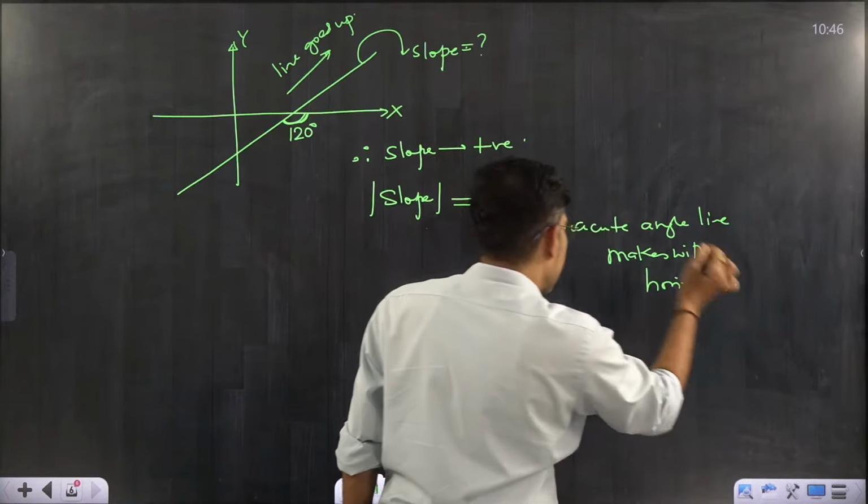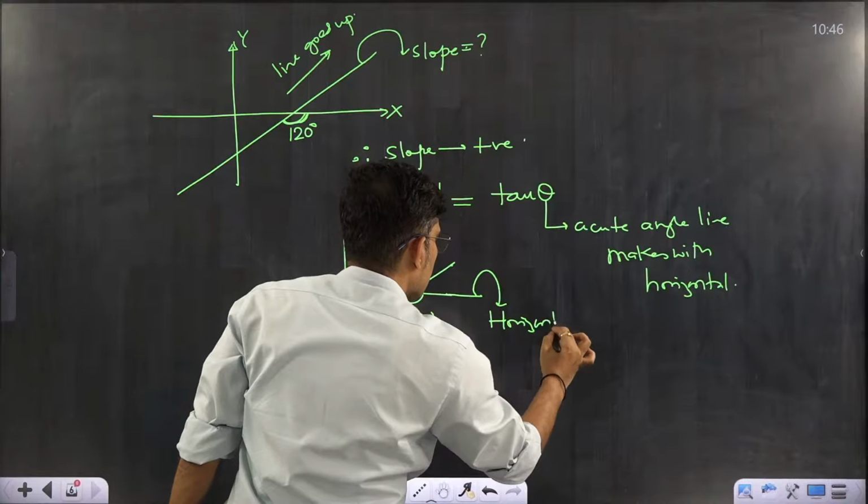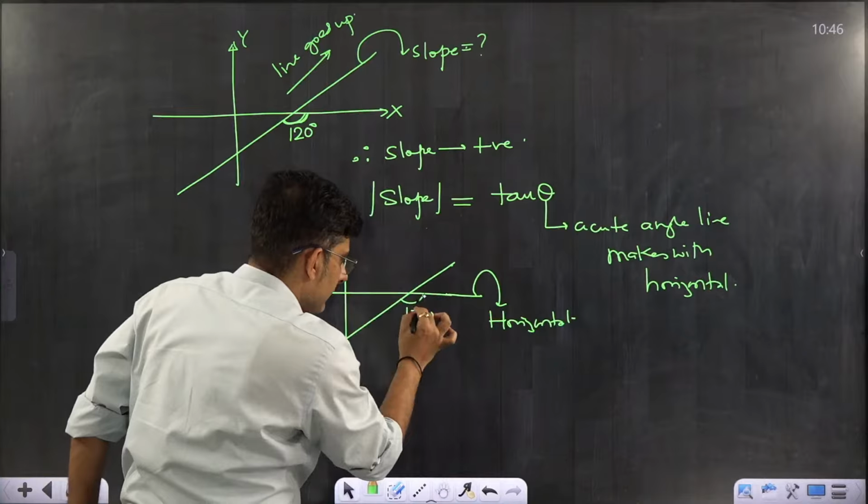So just see how much acute angle this line is making, not the obtuse. Is it making 120 acute angle? The answer is no. What will be the acute angle? Just see, again I am drawing. This angle is given as 120. This is the line, and I have to see the acute angle. This line is horizontal.